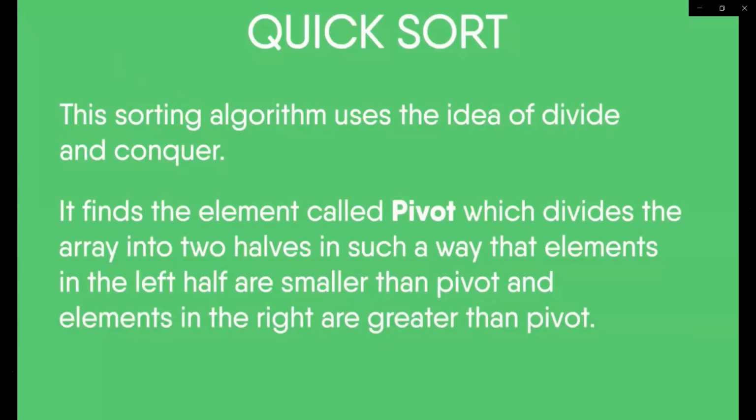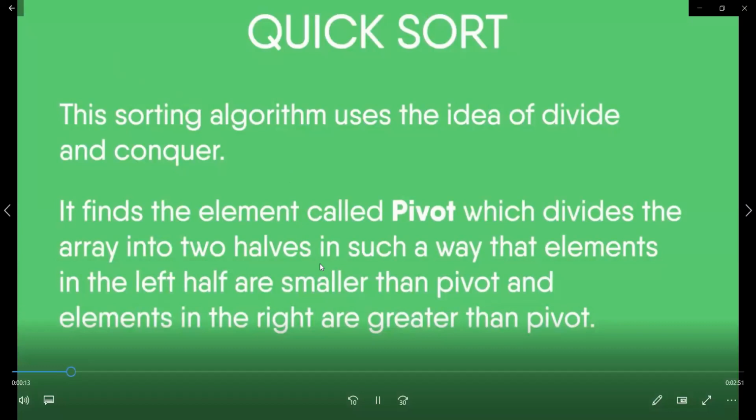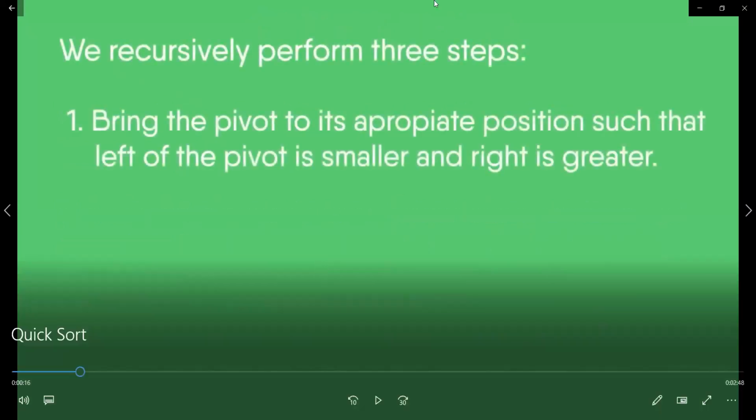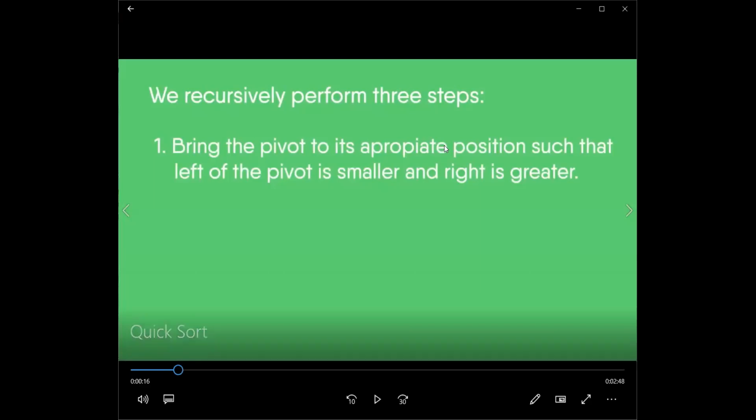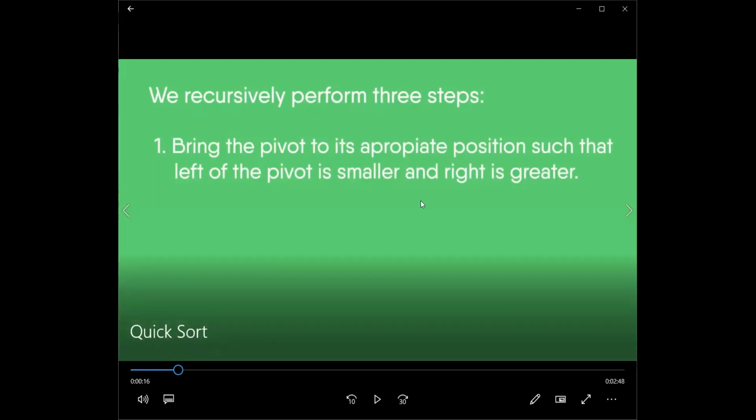Then we recursively perform three steps. First step is bring the pivot to its appropriate position such that left of the pivot is smaller and right is greater. So every element to the left of the pivot is smaller than the pivot element, and every element to the right of pivot is greater than the pivot element. And these steps we need to perform recursively.